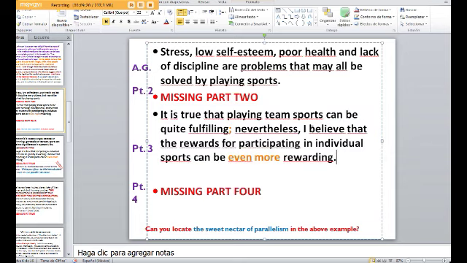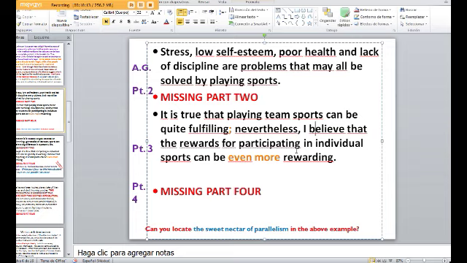So in order to understand the argument, we want to focus on the second half of this thesis statement. Apparently this person believes that individual sports can be even more rewarding. Well, more rewarding than what? More rewarding than playing team sports. We have to try to imagine what the topic or the prompt was for this assignment. It's pretty easy to infer that this assignment is answering the question, which do you prefer? Do you prefer playing in team sports or do you prefer playing in individual sports?